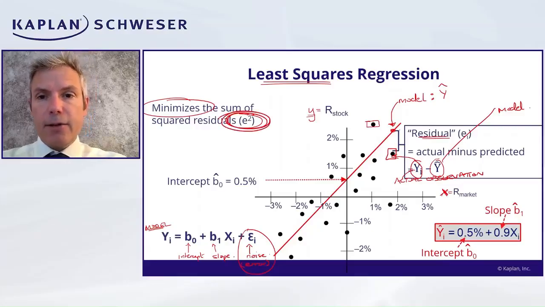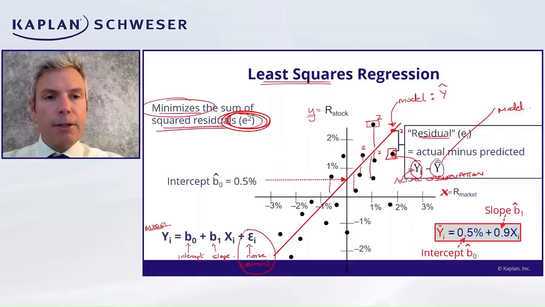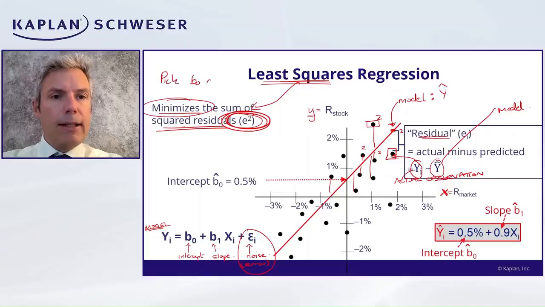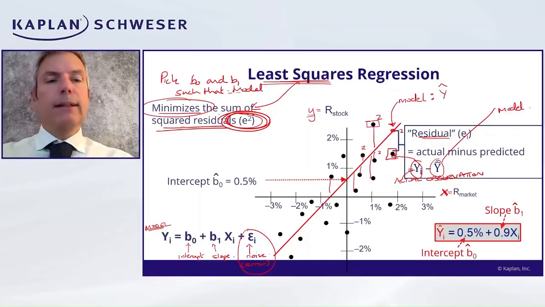So take these distances and square them so they all become positive, all these residuals, and then pick your B0 and your B1 such that you minimize the sum of the squared residuals. That's why it's called least squared regression. We're minimizing, pick a B0 and a B1 such that we minimize the sum of the squared residuals, such that the model minimizes the sum of squared residuals.